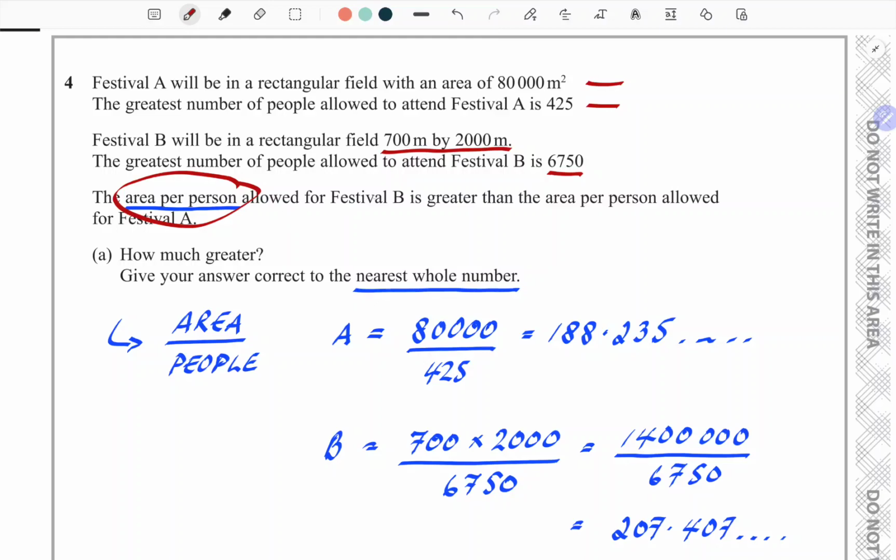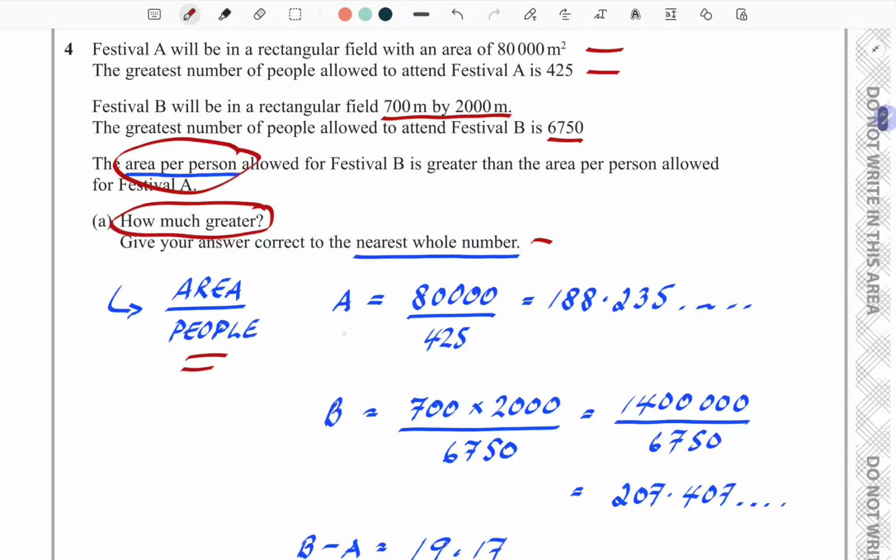It actually tells you that Festival B has a greater area per person than A, and they want to know how much greater, all right? And they want the answer to the nearest whole number. So this is what we're doing. The total area divided by the number of people, the maximum people allowed. So for A, we've got straight away 80,000 square meters, and the maximum number of people, 425. Okay, so that's that one there.